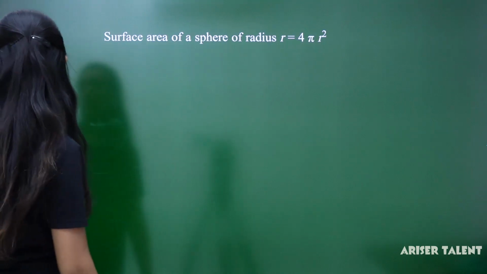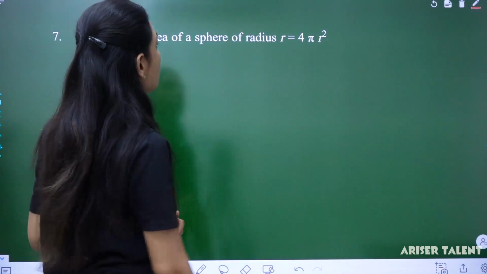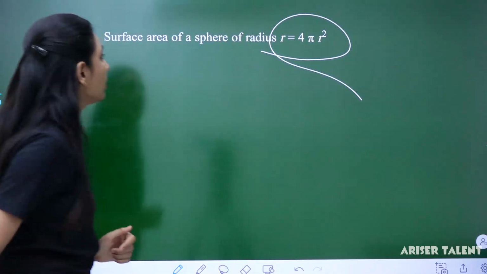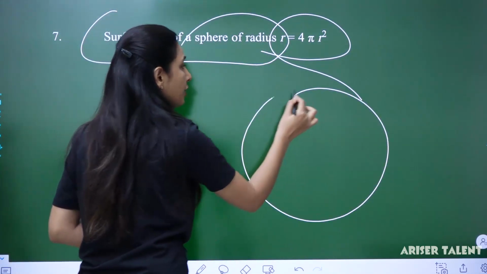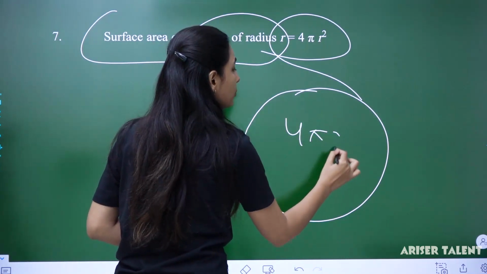Next, the surface area of a sphere of radius r is 4πr². So the surface area of a sphere will be 4πr².